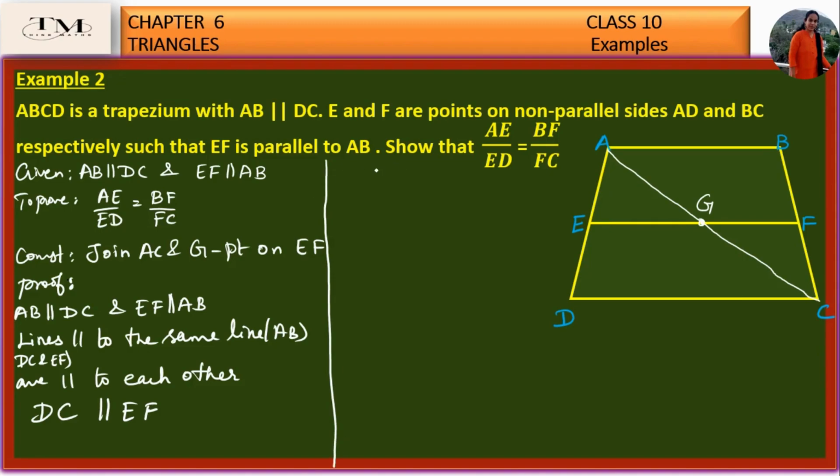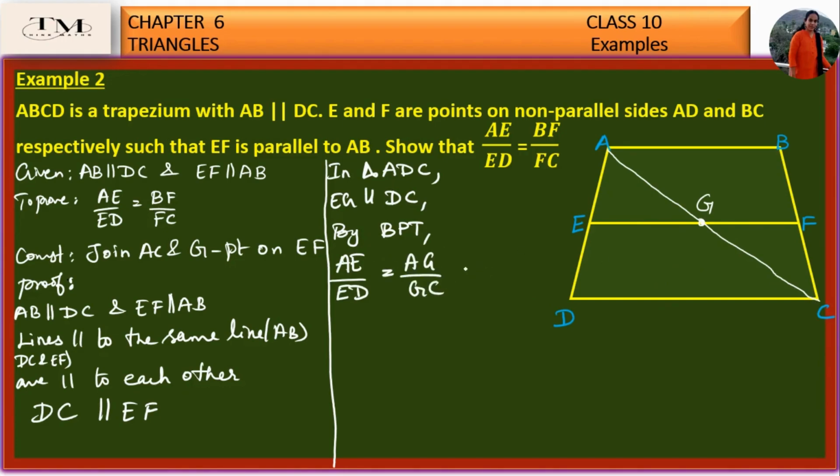Next one, we are going to use the triangle ADC. So in triangle ADC, what we have? EF is parallel to DC. So then EG will be parallel to DC. So EG parallel to DC. So if this is parallel, by basic proportionality theorem, we have AE by ED will be equal to AG by GC. So this is one equation.